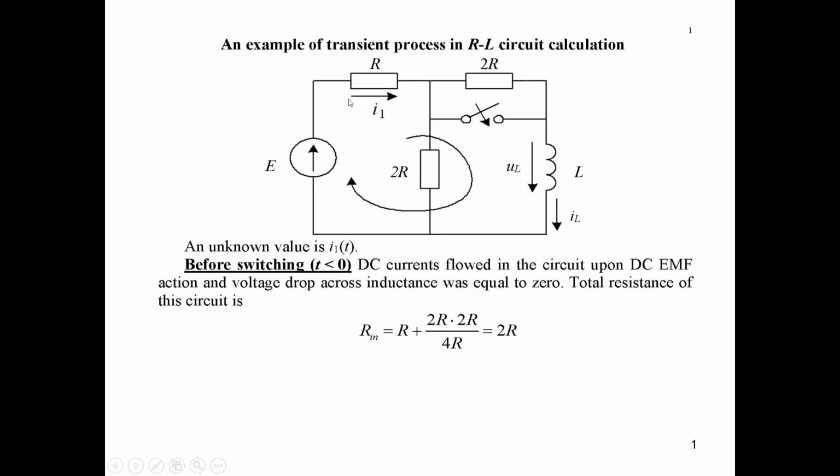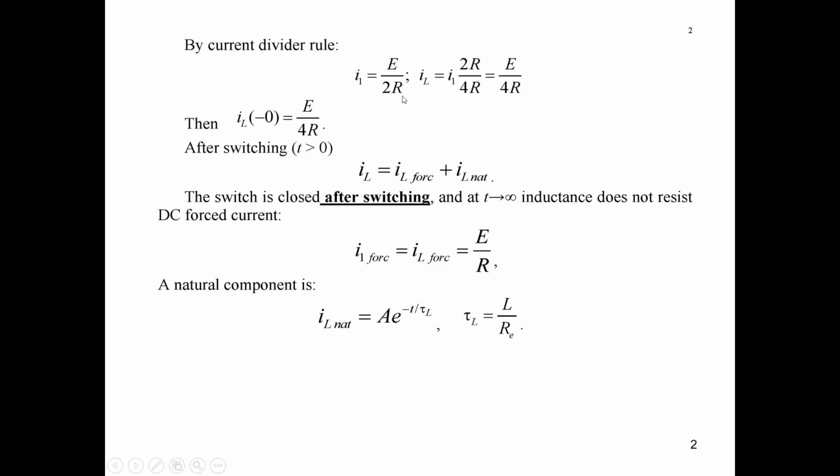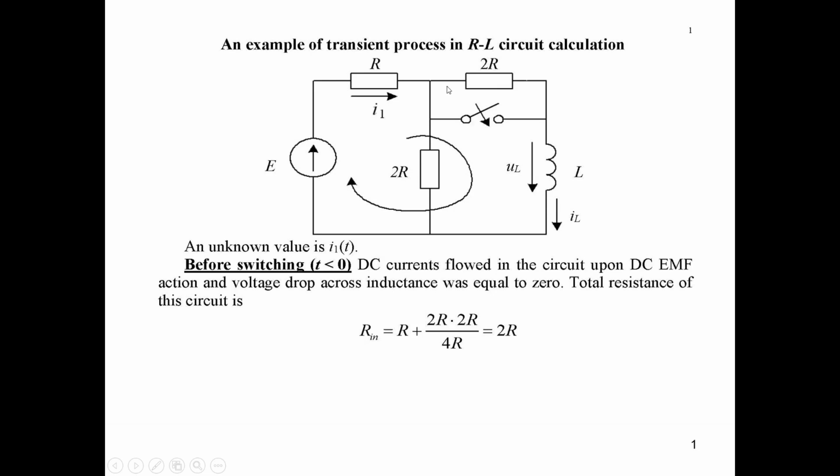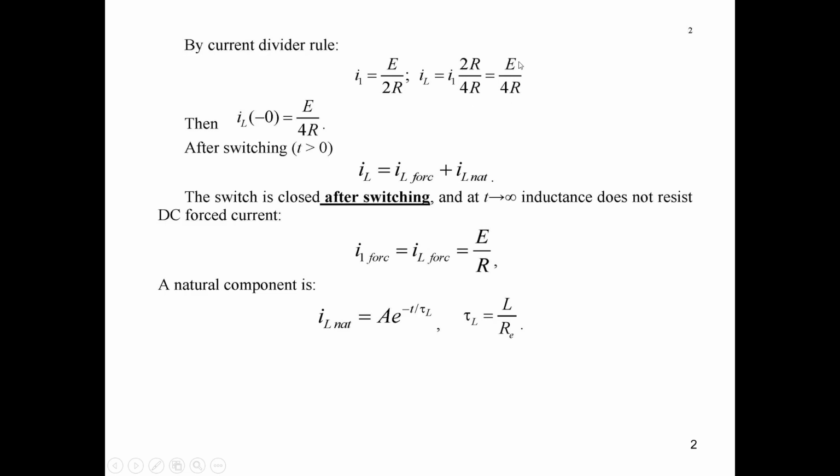So the equivalent resistance of this schematic will be equal to R plus R, which is 2R, and we can determine this current I1 in the branch in which the EMF is connected as the ratio between E and this 2R, I1 equals E over 2R. Then we can easily determine currents in these two branches. As their resistances are equal to each other, the current here will be 2 times less than this current, so it will be E over 4R. Understandable?